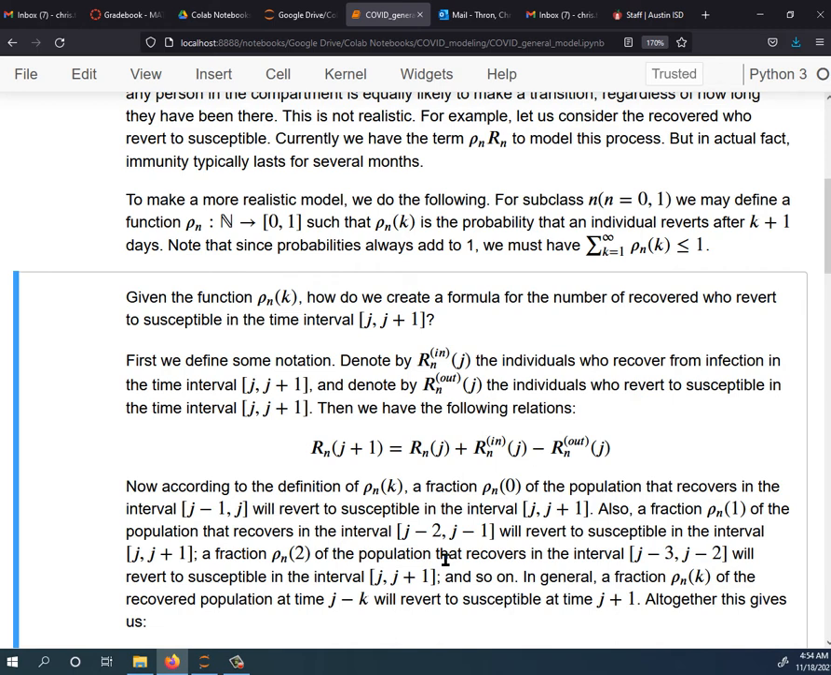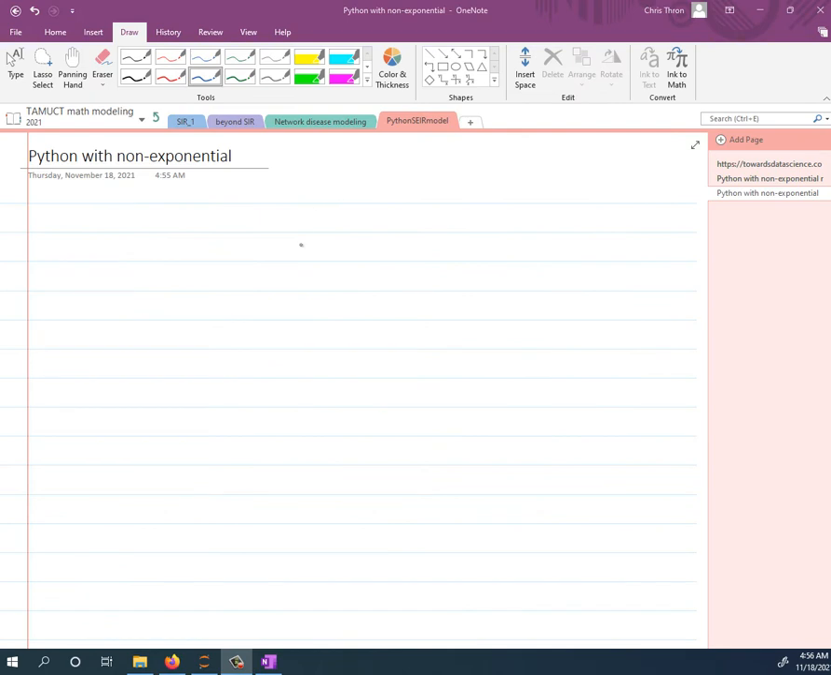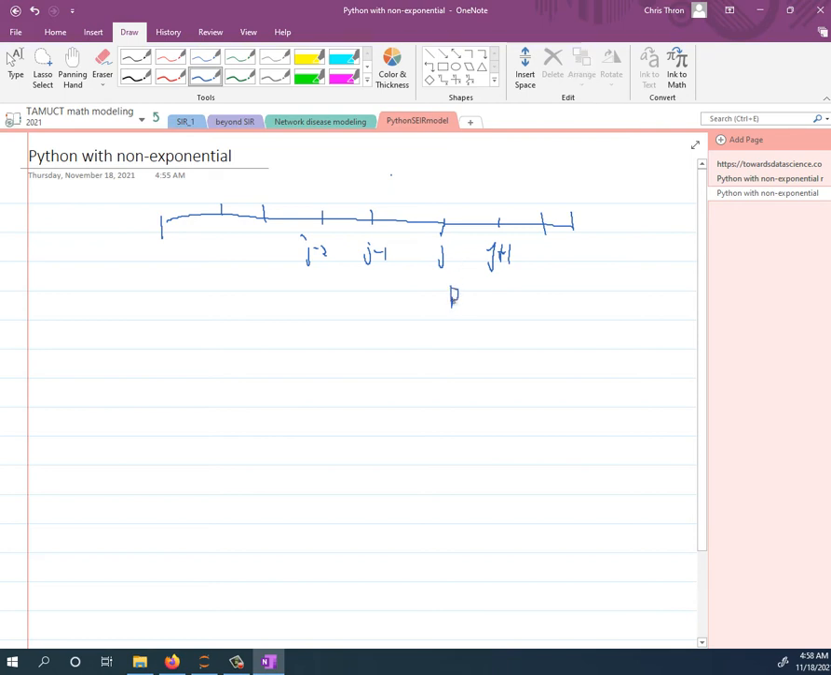So you can write this down. Maybe I can draw a picture. Let's see if we can do this. We'll make our timeline here, and we have times here. Let's mark these times. This is the start of j plus 1. Here's j minus 1, and then j minus 2, etc. Now in each time interval, I'm going to have the R ins and the R outs. So here, this is going to be R in of j and R out of j.